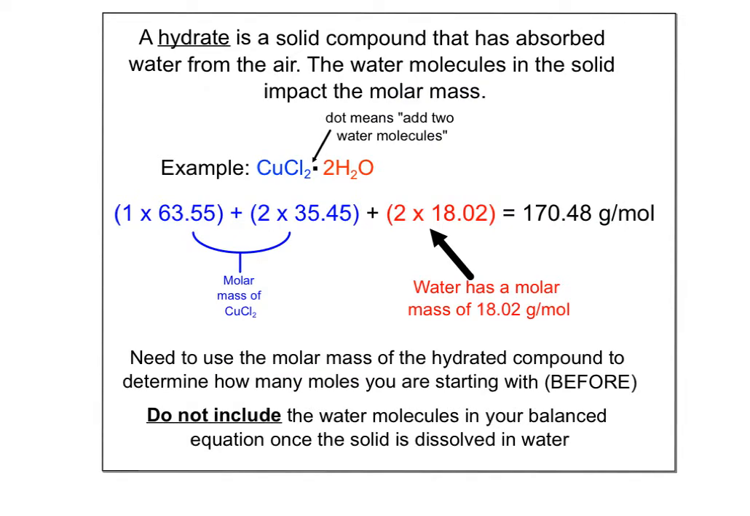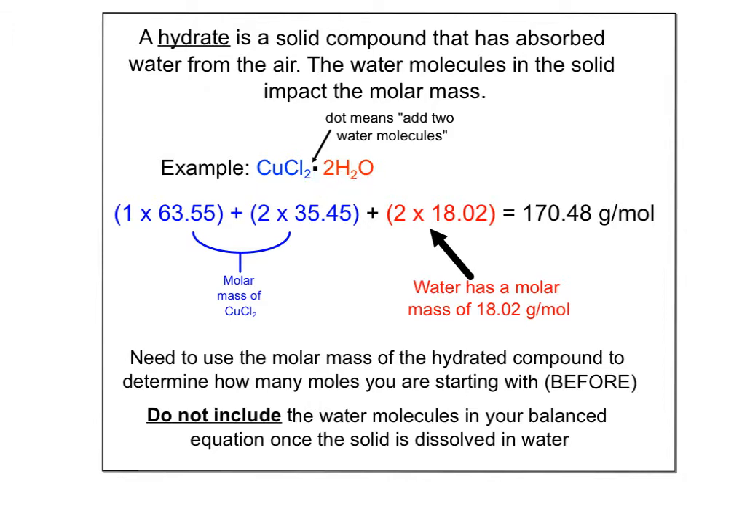So a hydrate is a solid that absorbs water from the air. So picture something super absorbent, like kitty litter or anything of that variety. So the water molecules that are absorbed by the solid impact the molar mass. So for us, we're using copper 2 chloride dihydrate. And in chemistry, the dot, let me just grab my little pointer. This guy right there, that means there are 2 water molecules absorbed for every 1 molecule of this. I know a dot in math class means multiply. It does not mean multiply here. It just means there's 2 extra water molecules added.